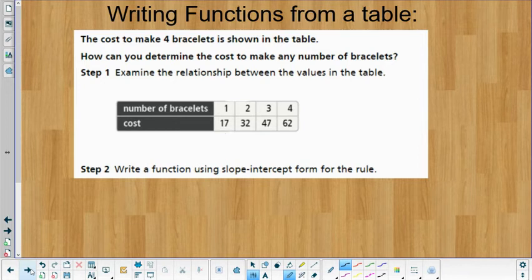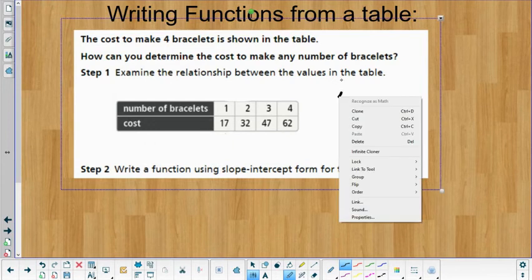So this one, it has the cost of making 4 bracelets shown in the table, and we want to figure out the cost to make any number of bracelets. So we want to come up with a value. So the first thing we want to do is look at the relationship here. We want to figure out what is the rate of change or the slope. So I'm going to show you some symbols here that kind of represent slope.